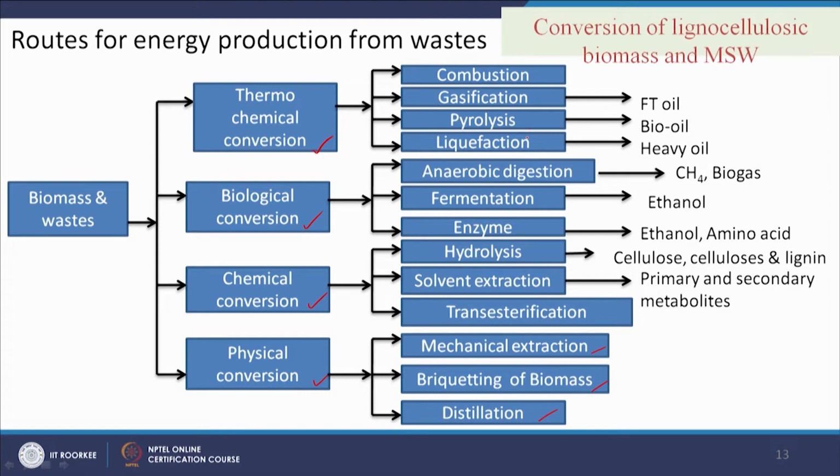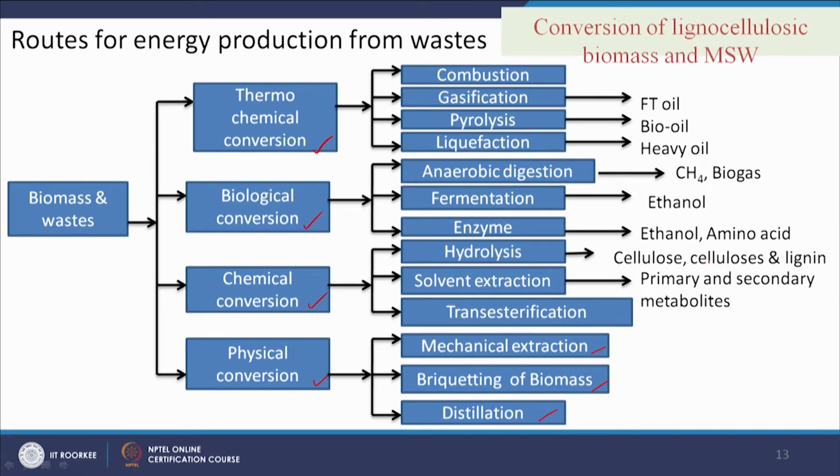are very important, and those processes give us different products like FT oil from gasification, bio-oil from pyrolysis, heavy oil from liquefaction. And biological conversions are anaerobic digestion, fermentation and enzymatic reactions. That can give methane or biogas from fermentation, ethanol, and from enzymes ethanol, amino acids, etc. And chemical conversions like hydrolysis, solvent extraction and transesterification methods are used.